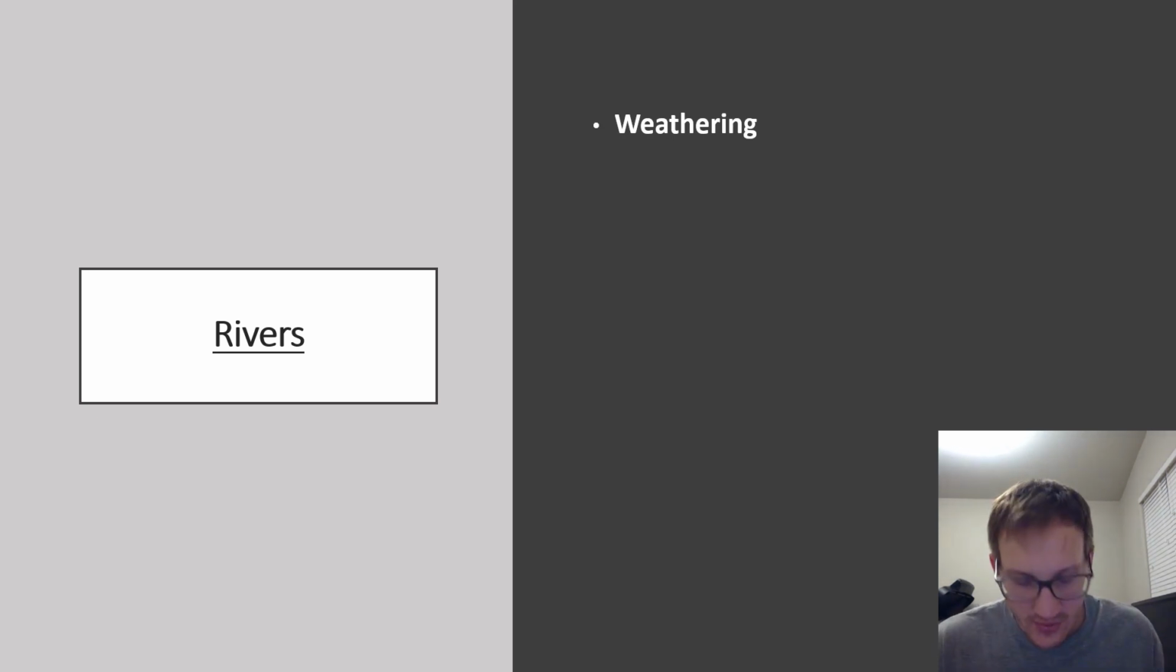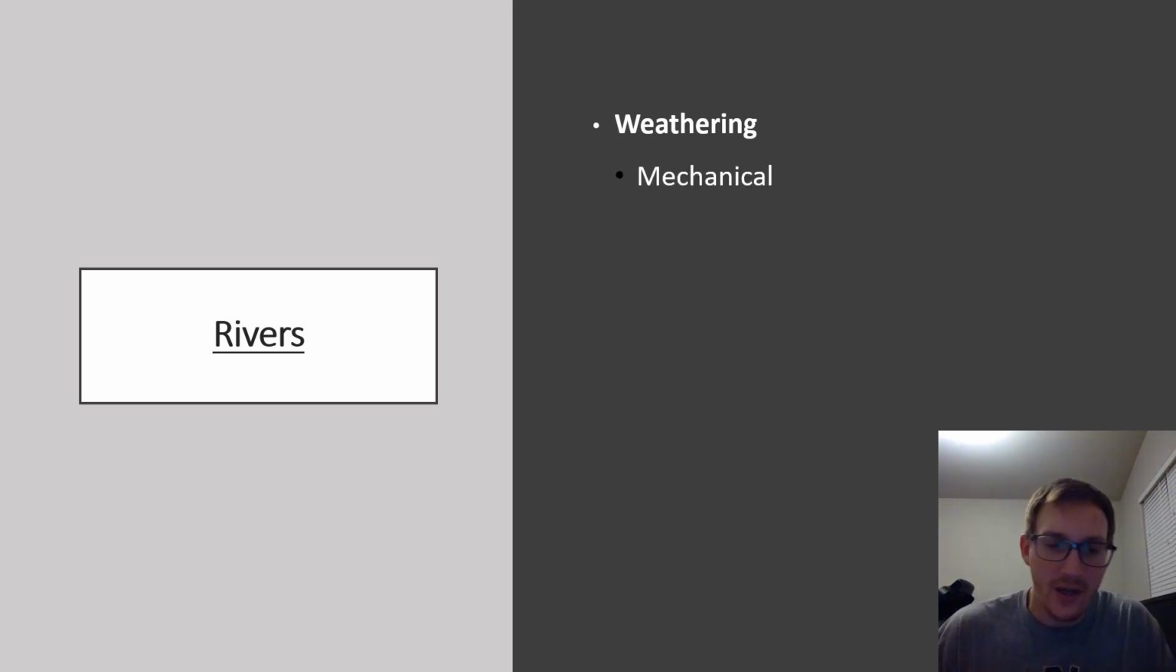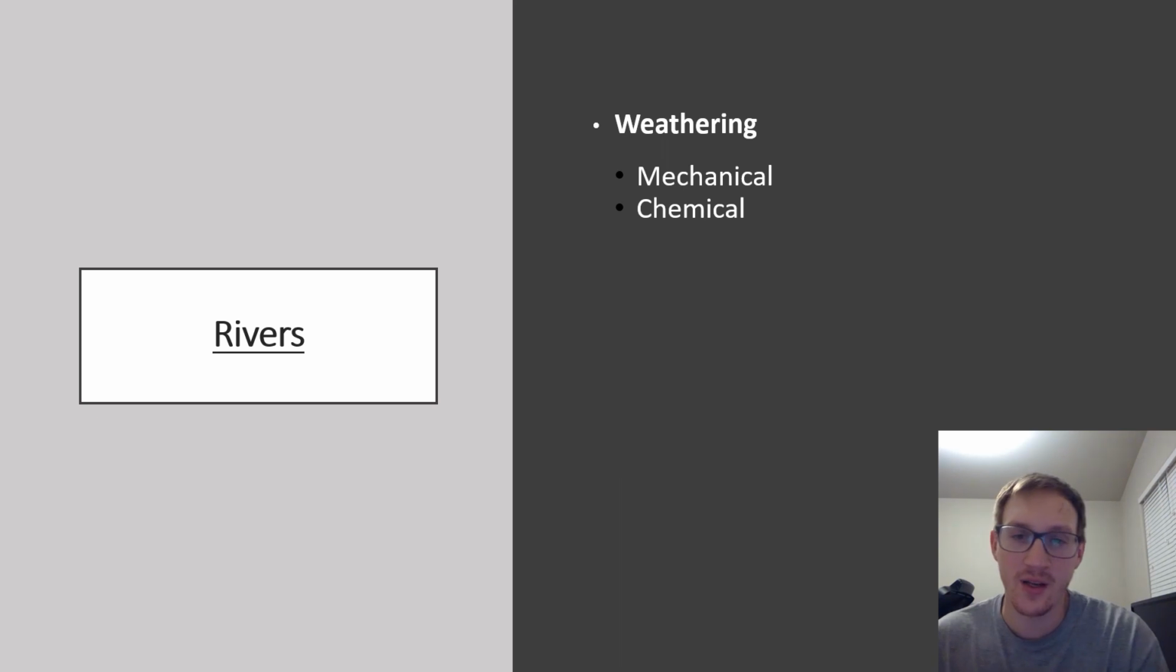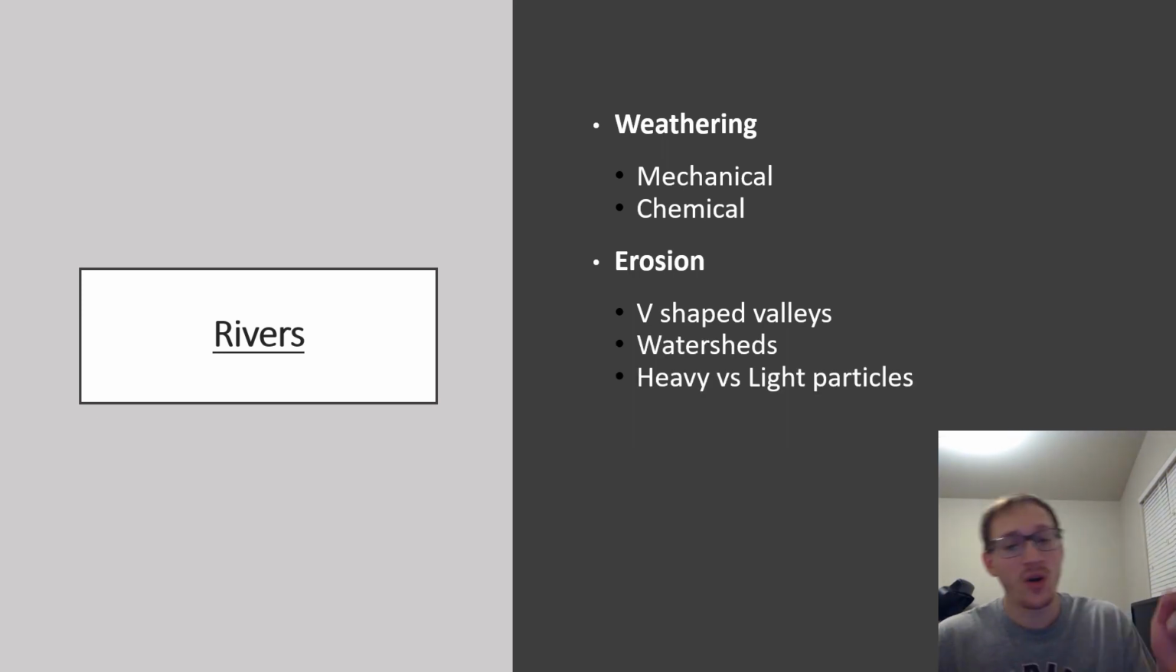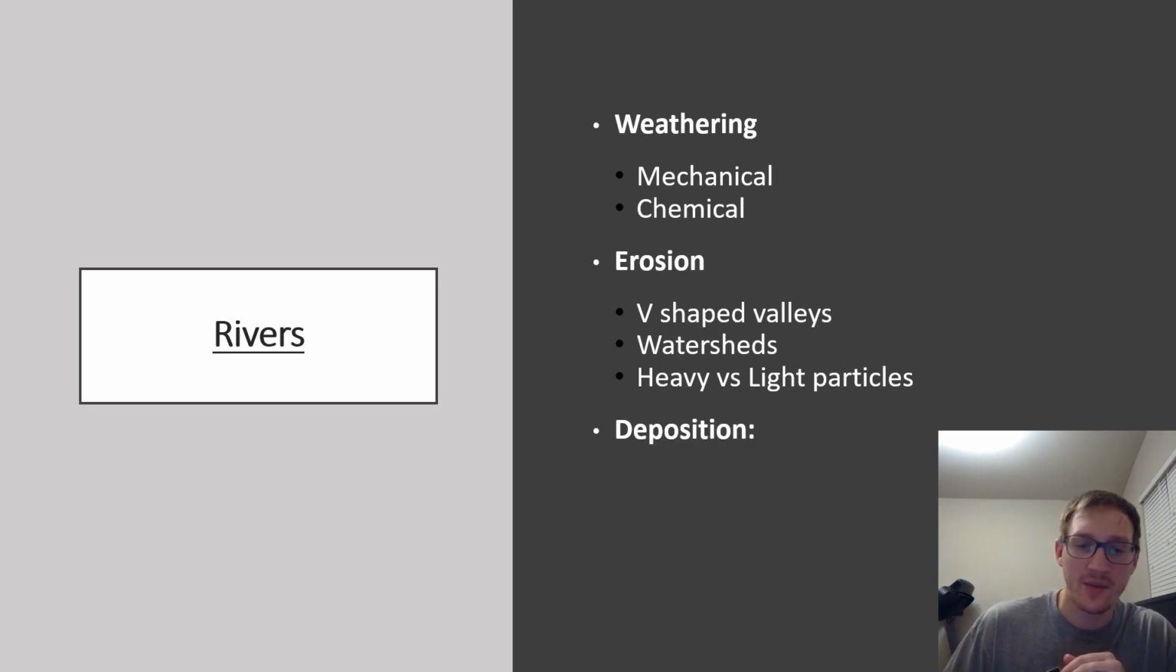All right, so to talk about rivers first. There are two different types of weathering that rivers do. Like we talked about, there is mechanical weathering that water can do, abrasion and all those sorts of things. Then there's chemical, with oxidation and all those that we talked about previously. So those are all fair game for rivers because obviously they're made out of water, which is what we've been talking about before. Next, though, we have erosion. The erosion of rivers can form V-shaped valleys, watersheds, and then we'll also talk about the difference between heavy and light particles and how they affect them differently.